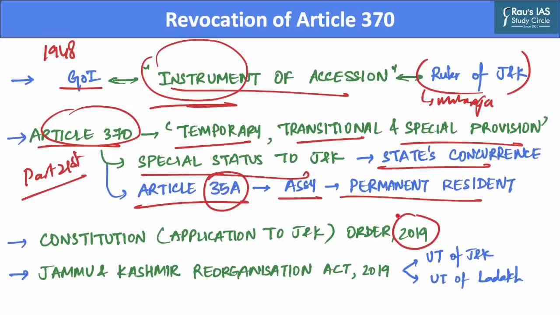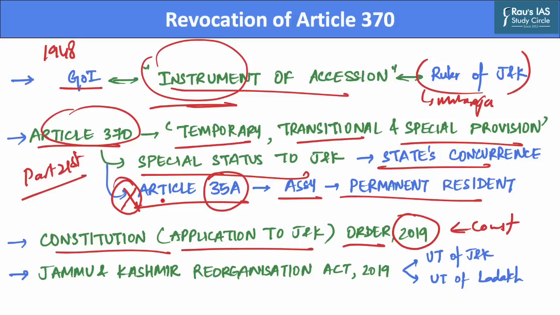However, in the year 2019, the President of India promulgated the Constitution (Application to Jammu and Kashmir) Order, and this order stated that the provisions of the Indian Constitution became applicable to the state of Jammu and Kashmir. This effectively meant that all provisions that formed the basis of a separate constitution for Jammu and Kashmir stood abrogated. And in this regard, Article 35A was also scrapped automatically.